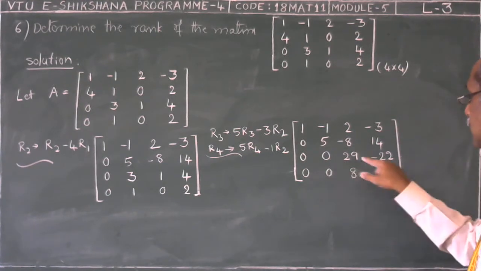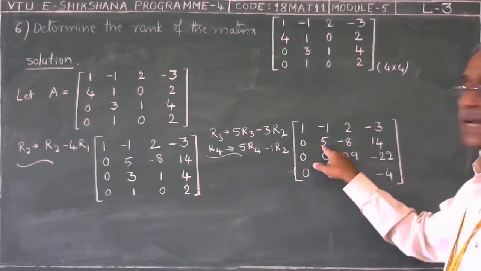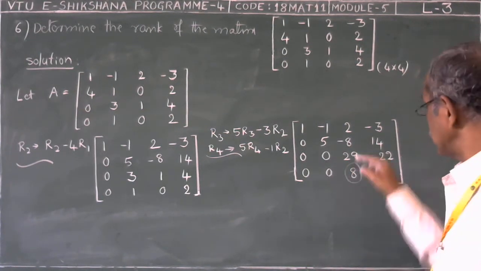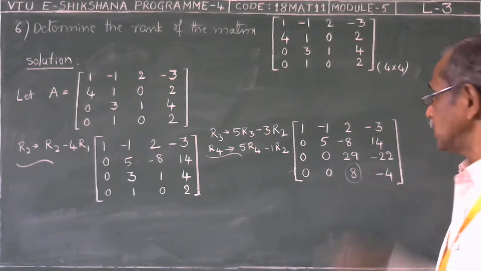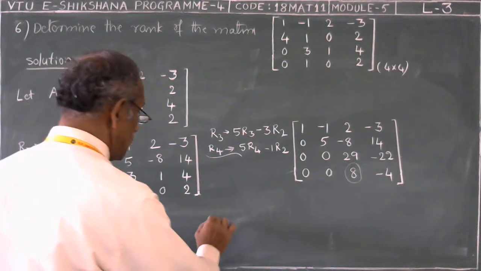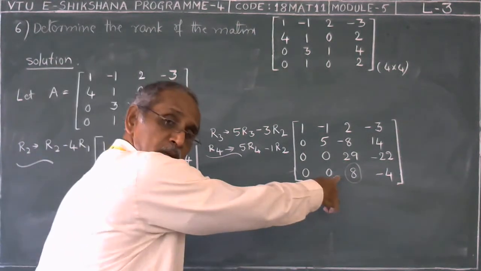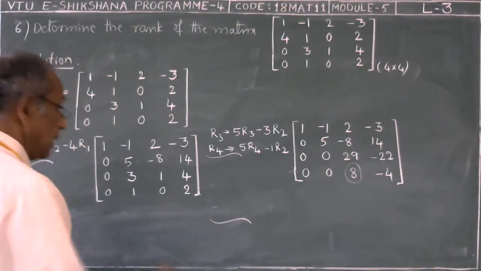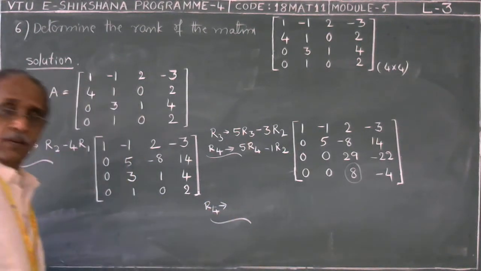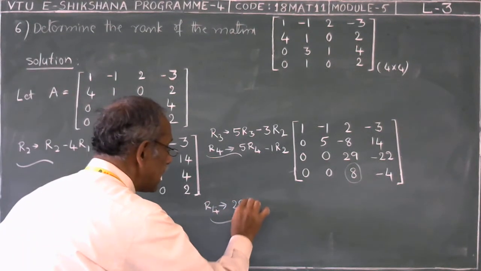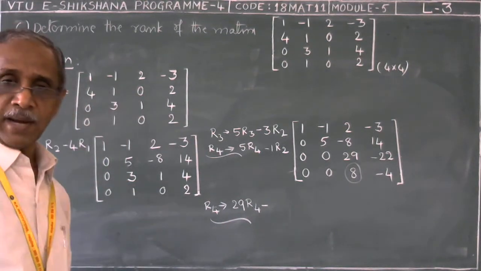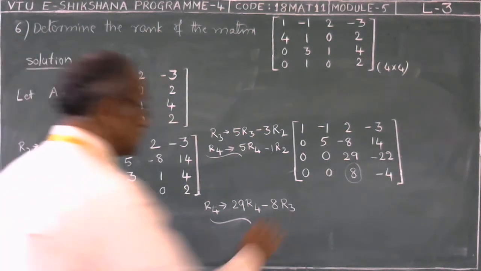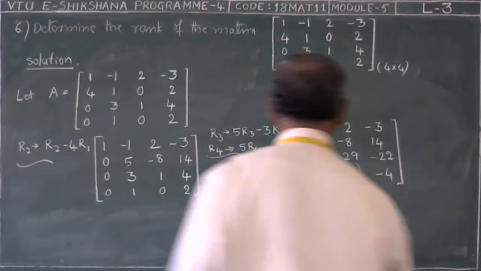So now, the leading entry in the third row is 29. It is to the right of the leading entry in the second row. So I have to make only this element 8 equal to 0 using 29. How do we do that? Similar operation: multiply this by 29 and this by 8, and then subtract. So R4 will change with respect to the operation: 29 times R4, both are plus sign, so I have to subtract 8 times R3. Row 1, row 2, row 3 are perfectly alright, so we write them as they are.